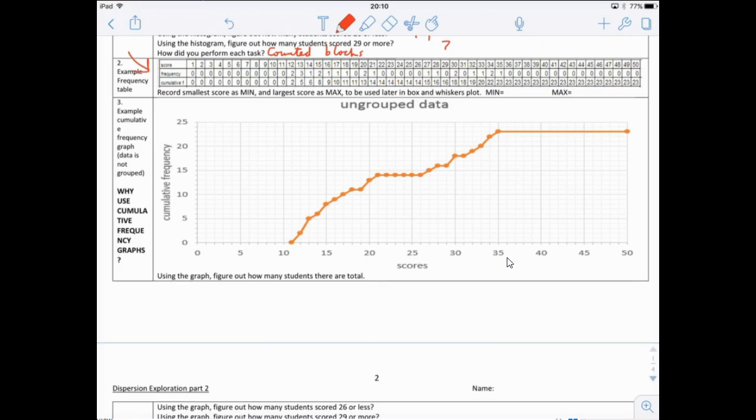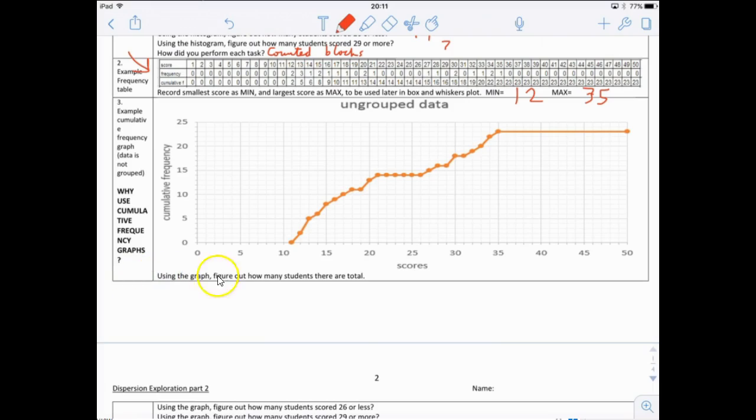Okay? All right. It says, oh, I forgot here. Record the smallest score as the min, the largest score as the max, to be used later in the box and whiskers plot. So the lowest score here is 12, right? And the highest score here is 35. So we're going to record that here. 12 and 35. All right.